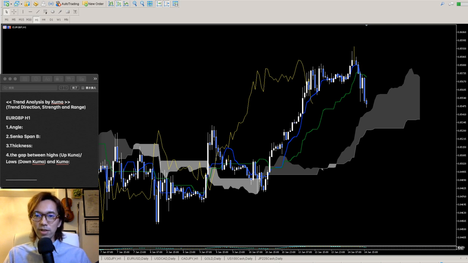Hi Kubun, thanks for joining. Welcome. Kumo is getting thicker, what does that suggest? When the Kumo is thick, it can work as a resistance or support. When the Kumo has its trend, it can work as a support this time.